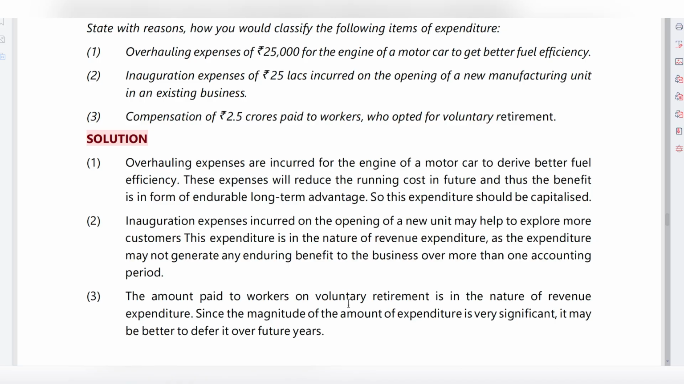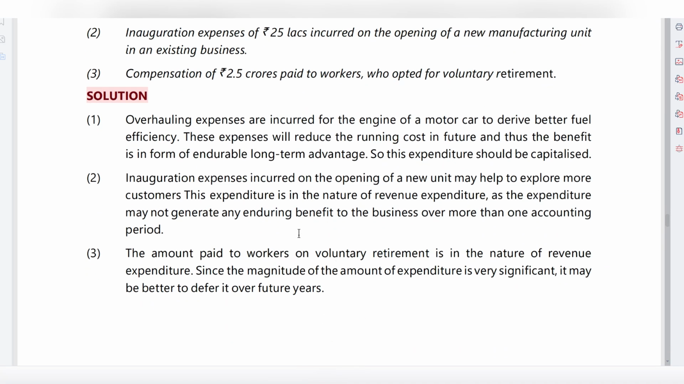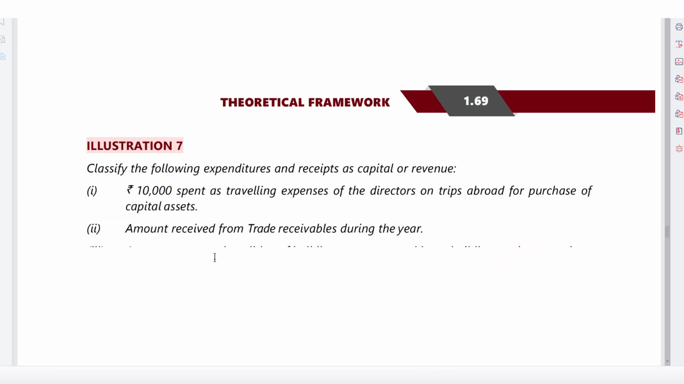Compensation of 2.5 crores paid to workers who opted for voluntary retirement. The amount paid to workers on voluntary retirement is in the nature of revenue expenditure. Since the magnitude of the amount of expenditure is very significant, it may be better to defer it over future years. So here it is based on the materiality of the amount. We are classifying the expenditure: if the amount is material, then we are classifying it as a capital expenditure. But the nature is revenue expenditure. But as the amount is large, we are classifying it as a capital expenditure and deferring it over future years.